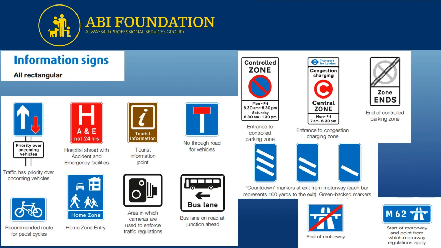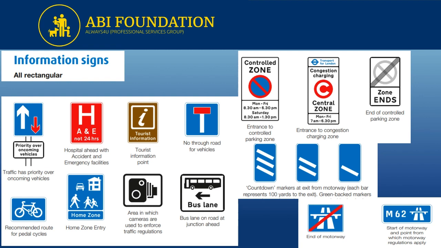This HA&A is hospital ahead with accident and emergency facilities. This one says there is no through road for vehicles. Here you have the priority. You recall we had seen one earlier where the down arrow was larger, where the oncoming vehicles had the priority, but here you have priority, though obviously you have to be careful. And this is the end of a controlled parking zone, so the parking restrictions end.